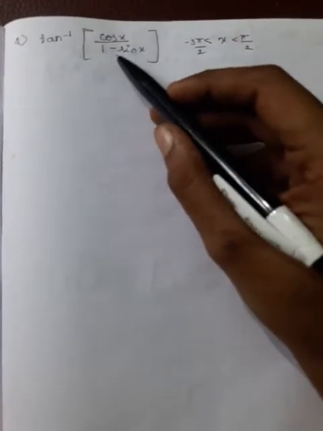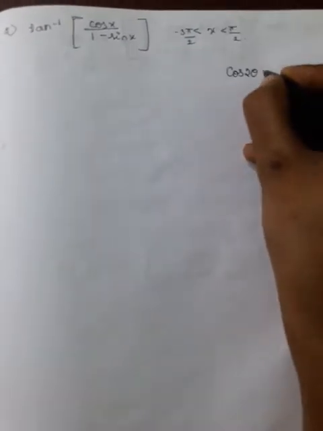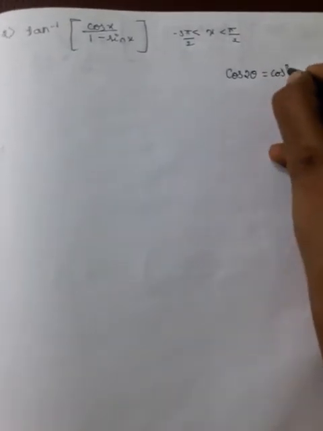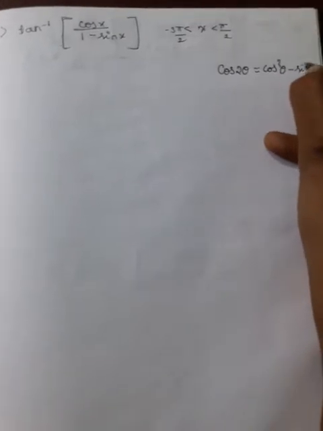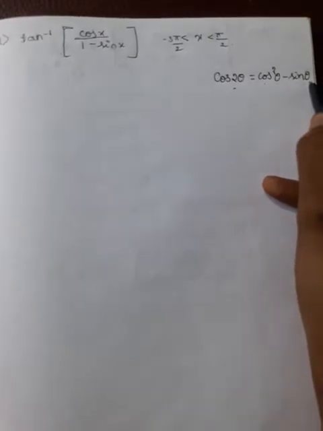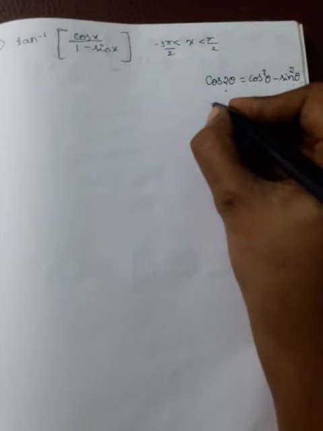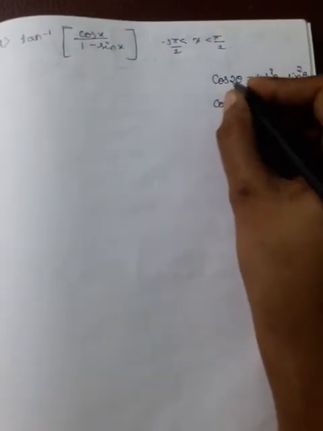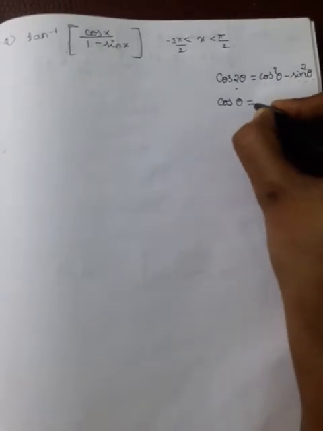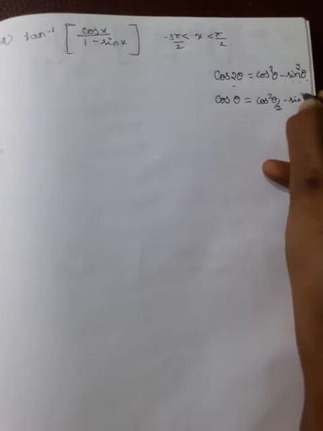The next problem is tan inverse of cos x divided by 1 minus sin x. We know the formula cos 2 theta is equal to cos square theta minus sin square theta. Instead of 2 theta, here x is there, therefore take theta as theta by 2, 2 gets cancelled, left is theta. Cos theta is equal to cos square theta by 2 minus sin square theta by 2.